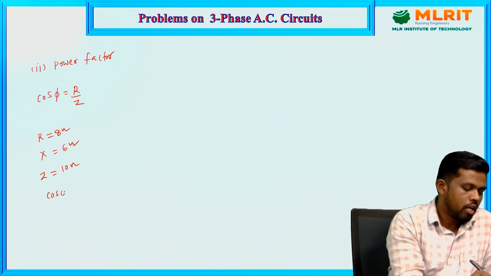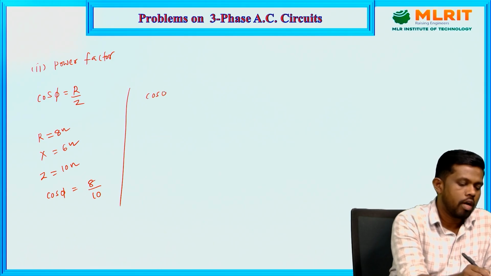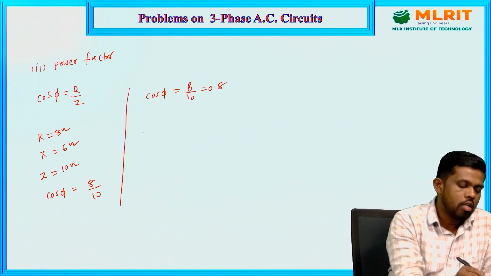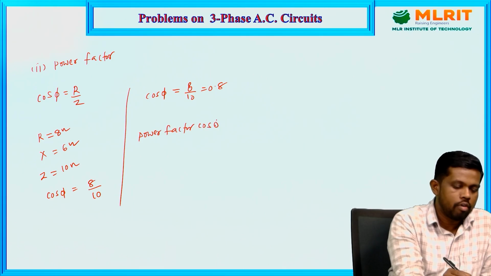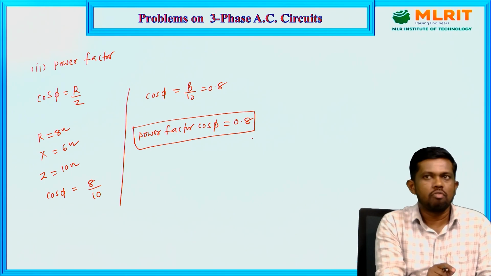Then cos phi equal to 8 upon 10. So the cos phi value equal to 0.8. 8 upon 10 means 0.8. Then the power factor of the network, that is cos phi, equal to 0.8 lagging. So this is the end of the first problem.